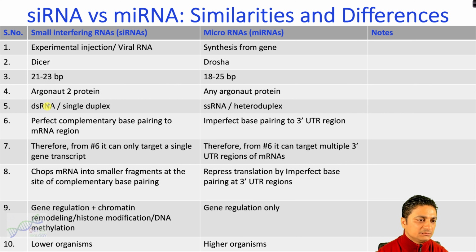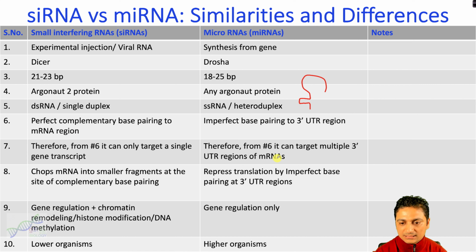The fifth difference is the presence of double-stranded RNA, and it is a single duplex system. However, microRNA is a single-stranded RNA, and it is a heteroduplex system, as we clearly saw in a figure before. So this is how miRNA forms. So this is a heteroduplex system, and in siRNA there is a perfect complementary base pairing to the mRNA region, and in miRNA there is an imperfect base pairing.